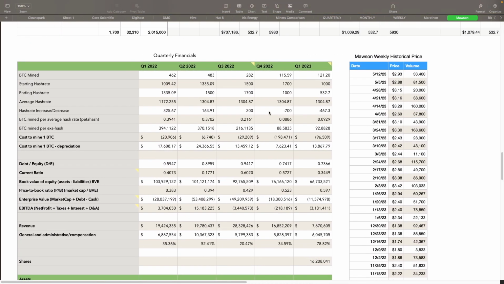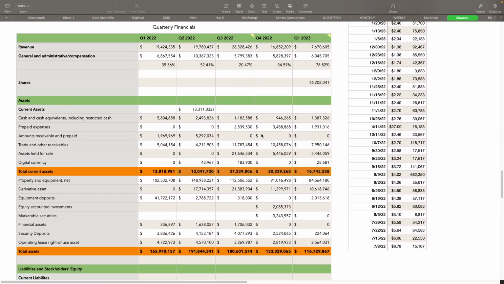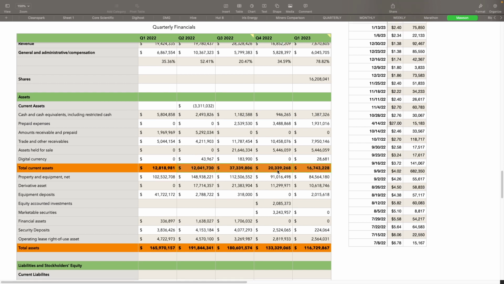Okay. All right, so here's what we got for Q1 results. Current cash and cash equivalents, including restricted cash, went up a little bit to 1.3 from 946,000 in Q4, so that's good. Prepaid expenses went down to 1.9 from 3.4. Trade and other receivables went down also to 7.9 from 10.4. Assets held for sale, still the same amount. Digital currency is at 28,000. They reported none in Q4. So total current assets is down to 16.7 from 20.3, so that's concerning.